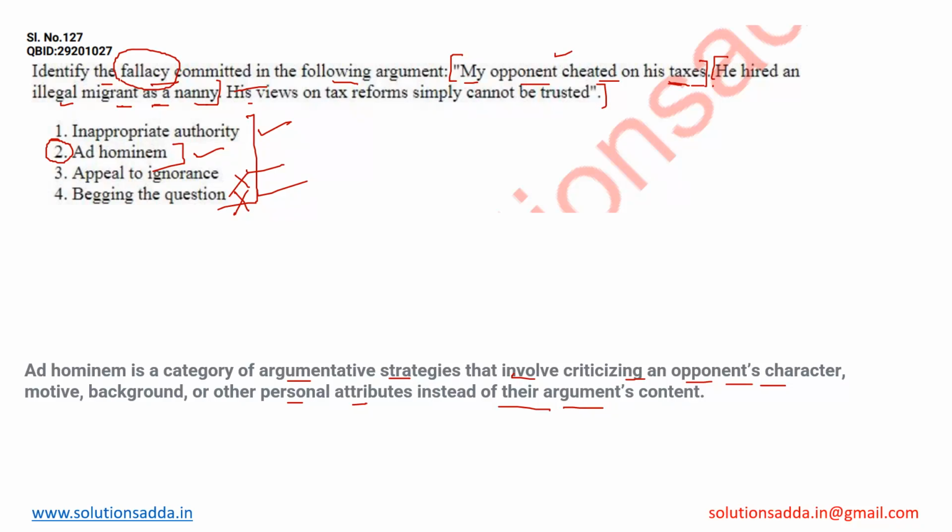The sentences which come under it are in argumentative form, and they are argumentative on the opponent's character. They are not talking about the real topic which is going on, but they are talking about the other person's attributes, how this person is, what other things that person has done, and you are just involving those things in your argumentative strategy, which is not related to the topic. So we can say the correct option for this particular question will be ad hominem.